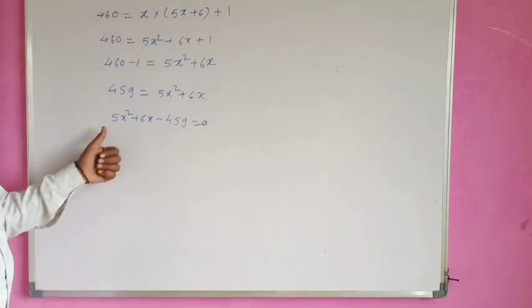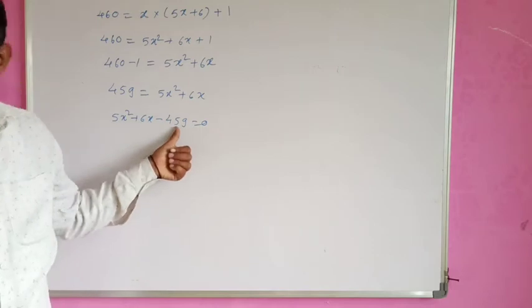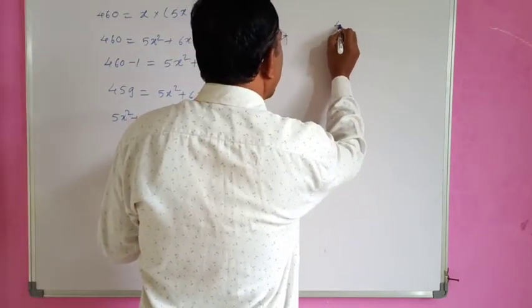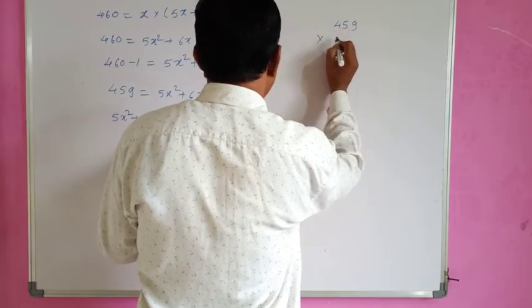Now we have to multiply 5 and 459. We will write here 459 multiply 5.